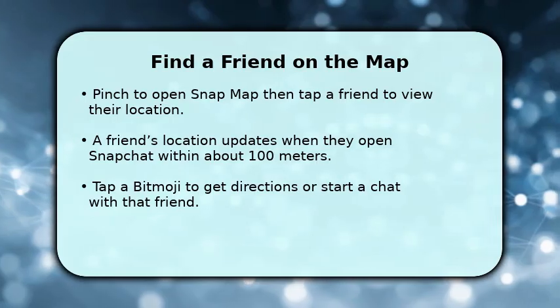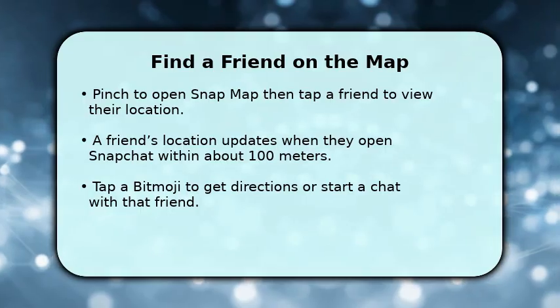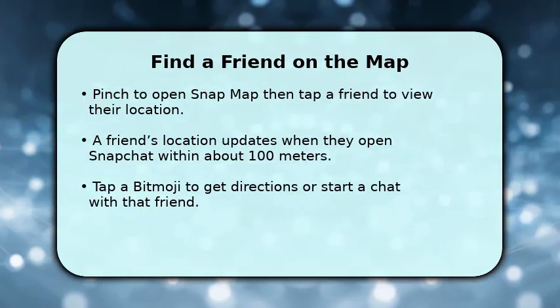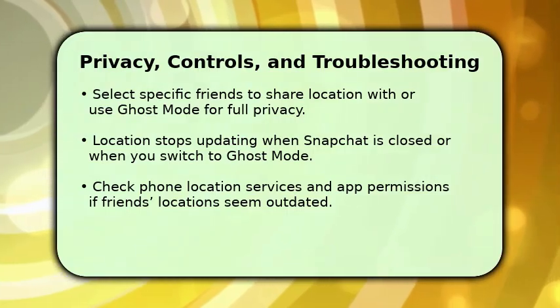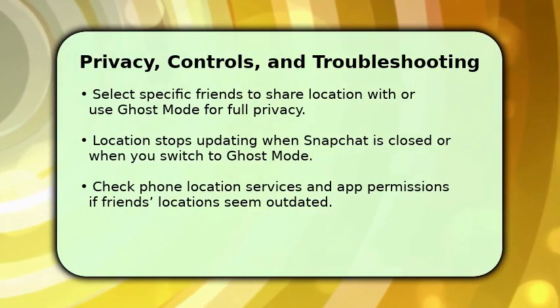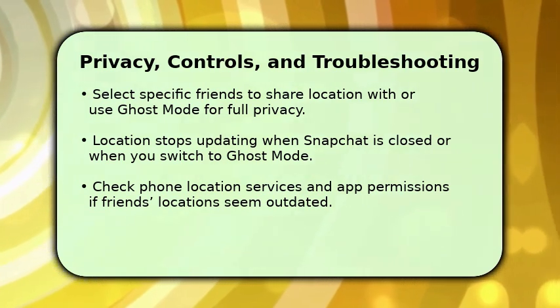Use the Directions button to open your phone maps for navigation, or tap Chat to message them and request a live location update directly. Manage your privacy by selecting specific friends to share location within map settings. Use Ghost Mode to hide your location from everyone until you switch back.